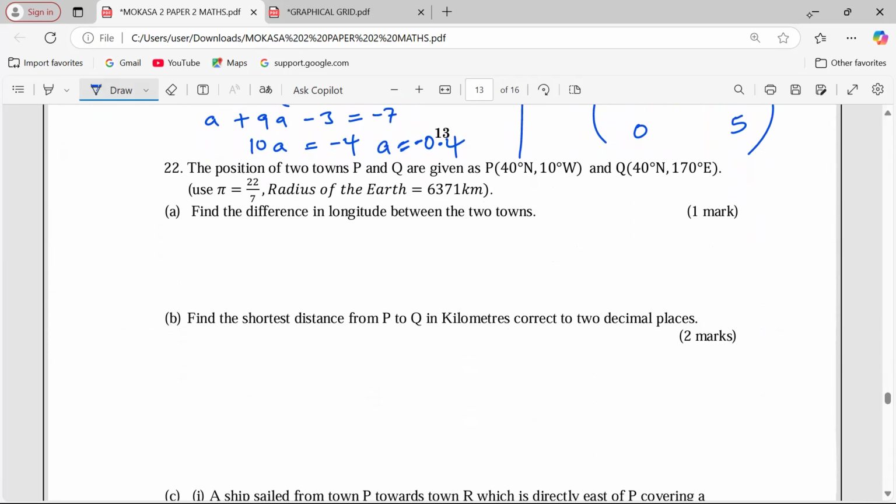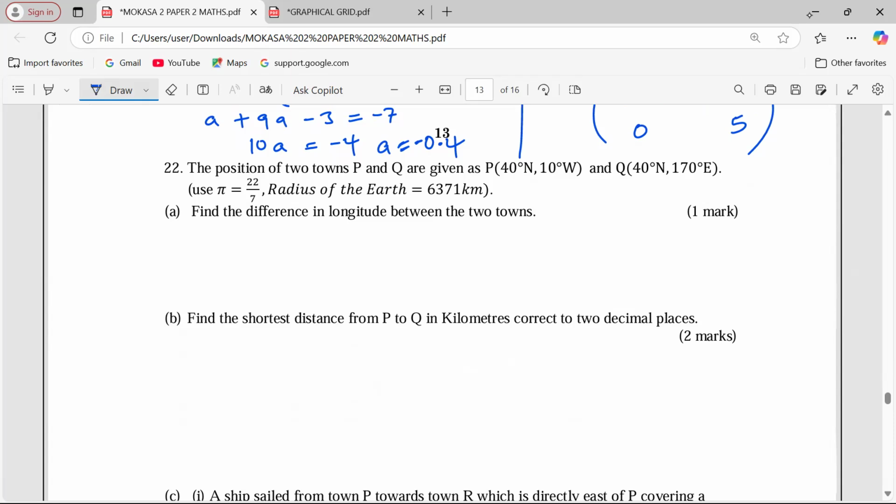Now at number 22, this is a question on longitudes and latitudes. We are told that the positions of two towns P and Q are given as P, 40 degrees north, 10 west, and Q, 40 north, 170 east. Use pi as 22/7 and the radius of the earth as 6371 kilometers. Part A, find the difference in longitude between the two towns.